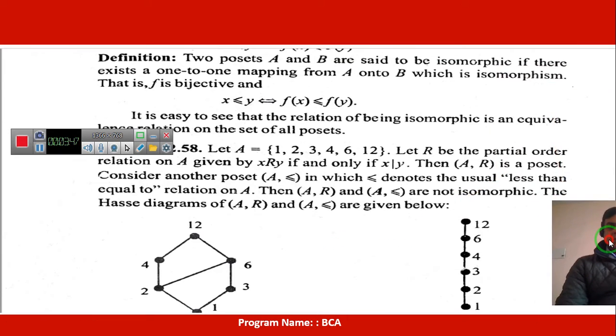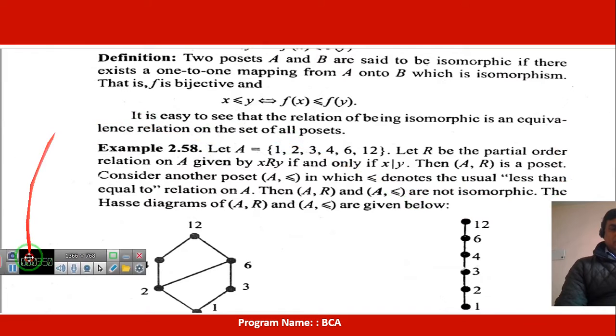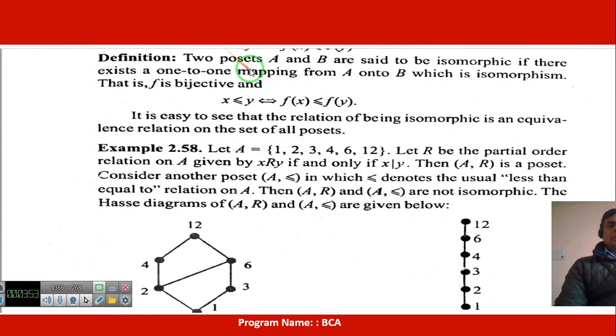Here is an example. Two partial order sets, posets A and B, are said to be isomorphic if there exists a one-to-one mapping. We have already discussed this. So we are taking an example. A is {1, 2, 3, 4, 6, 12}. These are the factors of 12. And R be a partial order relation on A given by X relation Y if and only if X divides Y. This is not less than equal to, this is a relation of divisibility. Then (A, R) is a partial order set.